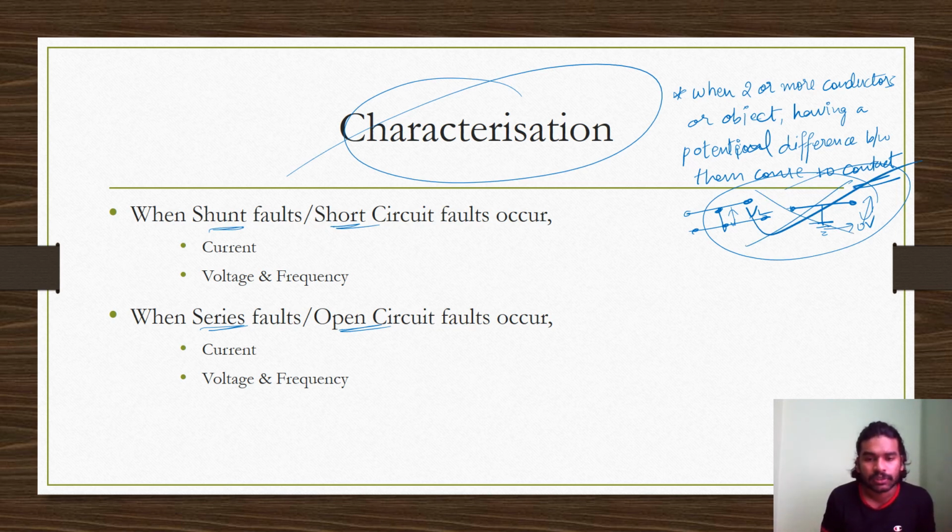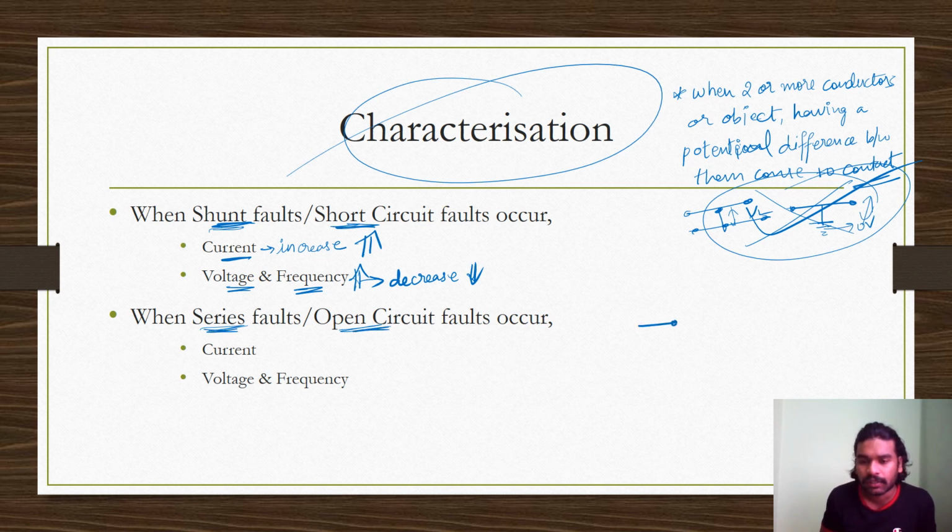The characterization is, what happens when a short circuit fault occurs on a system? The value of current will increase. And what happens to frequency and voltage? They will decrease. Current value shall increase, voltage and frequency will decrease in case of a short circuit fault or a shunt fault.